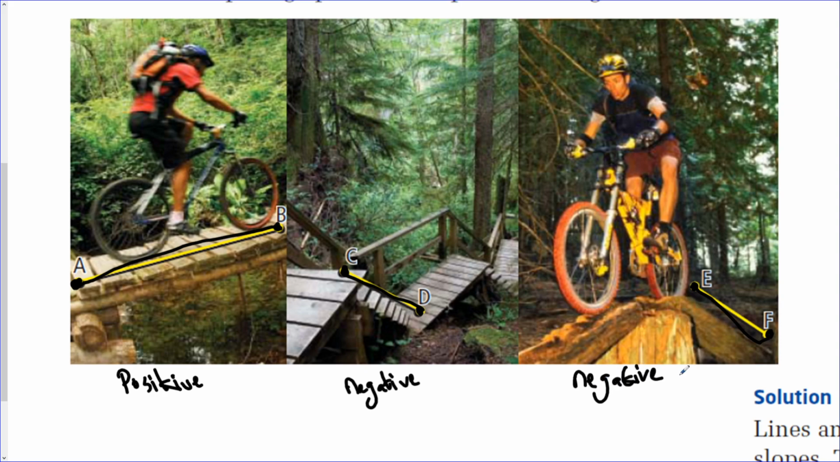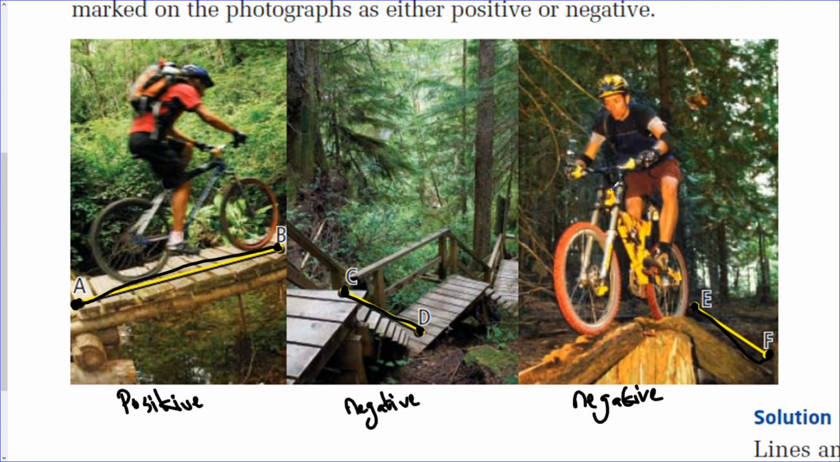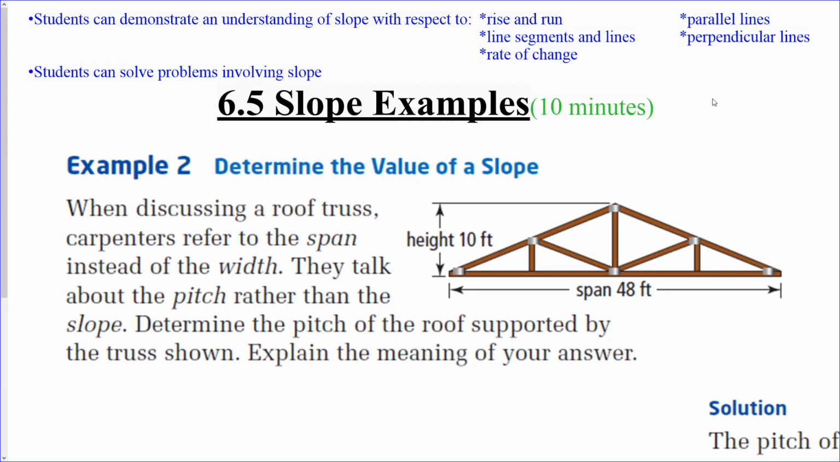And that's it. That's the first part of that right there. So remember, up to the right is positive, down to the right is negative, or however you want to remember it. Let's get into maybe a slightly more complex question. When discussing a roof truss, carpenters refer to the span instead of the width. They talk about the pitch rather than the slope. Determine the pitch of the roof supported by the truss shown. Explain the meaning of your answer.